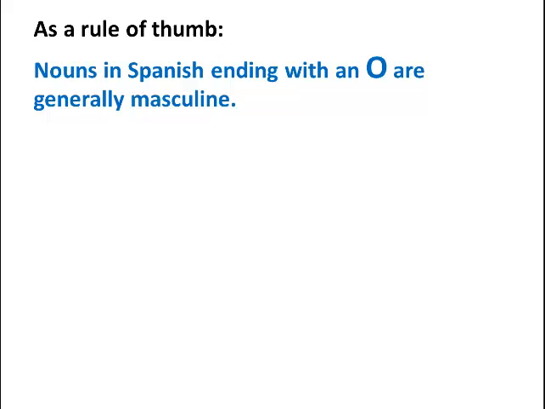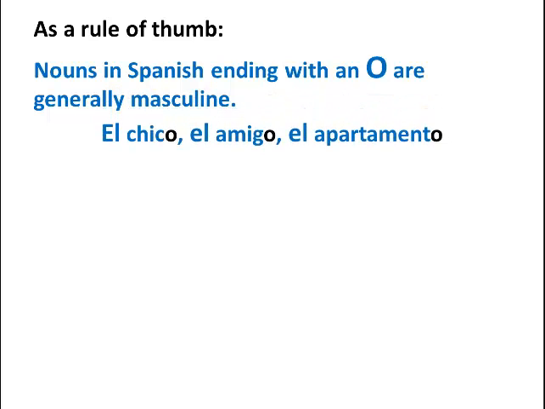Now let's look at when nouns are either masculine or feminine in Spanish. There is a general rule. It's not 100%, but the general rule works pretty well, so make sure that you're in tune with it. As a general rule, nouns in Spanish ending with an O are generally masculine. Like chico. El chico, el amigo, el apartamento. All of these three words are masculinas. Amigo, chico, apartamento. And these are actually attached to their definite article, which we'll talk about today.